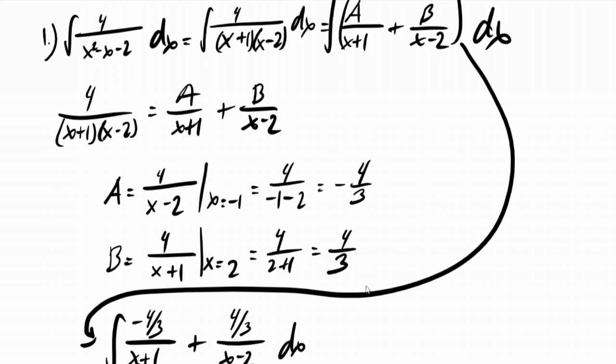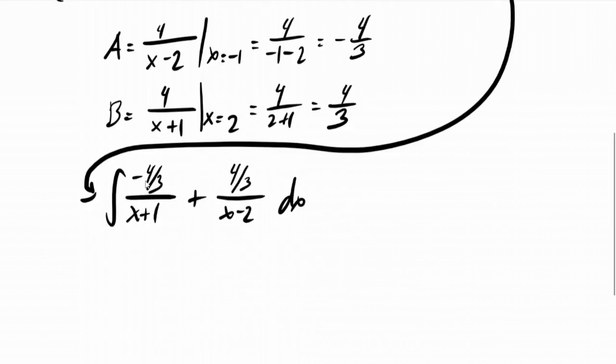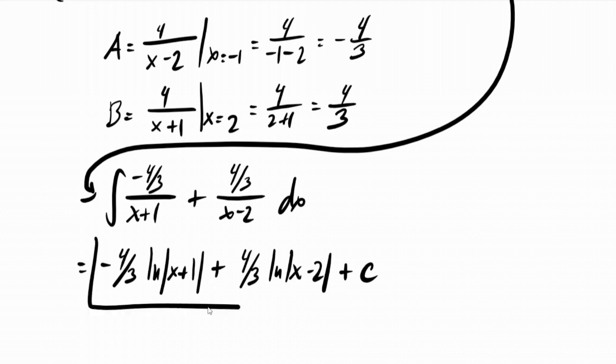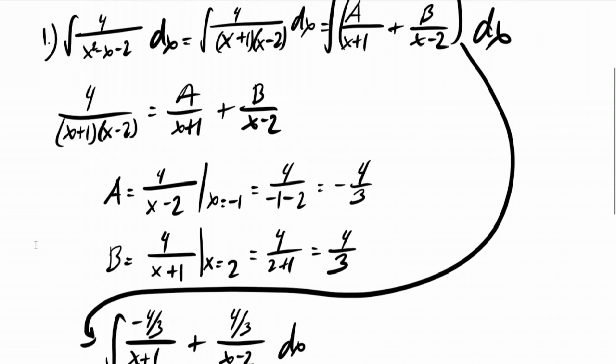Now we will integrate it. First, bring out -4 thirds here, -4 thirds, and then the integral of 1 over x plus 1 is just ln of x plus 1, plus, bring out the constant 4 thirds, and then ln of x minus 2, plus the constant of integration. That is our final answer for this partial fraction here.